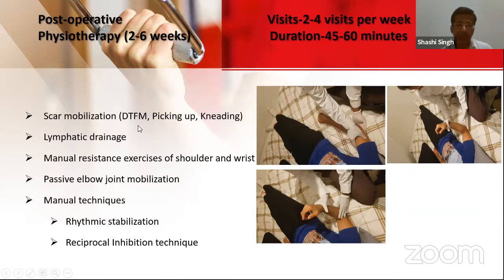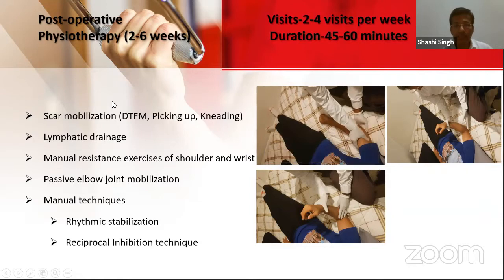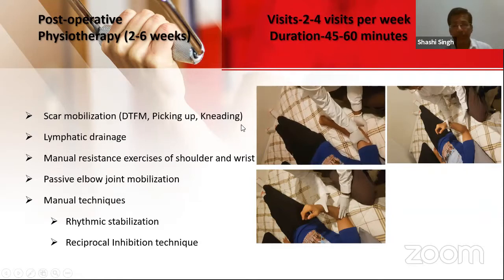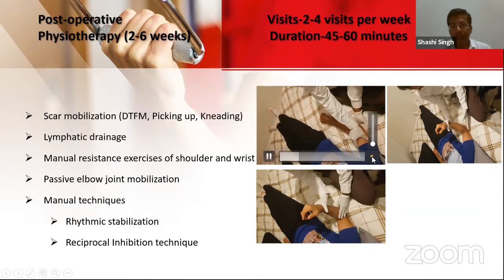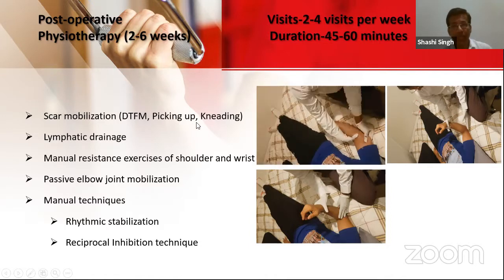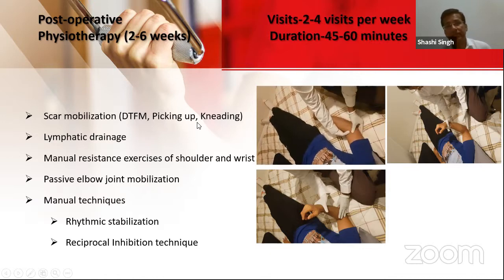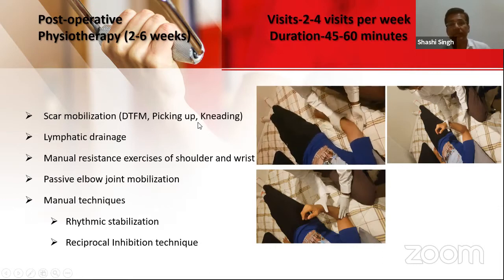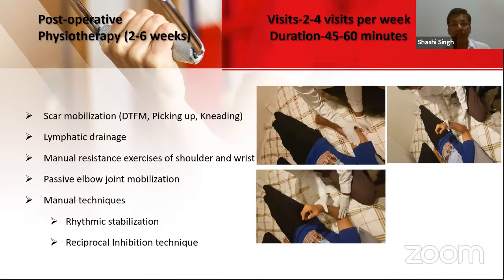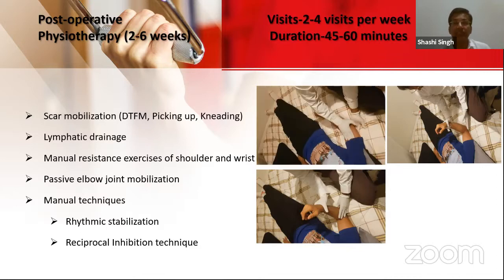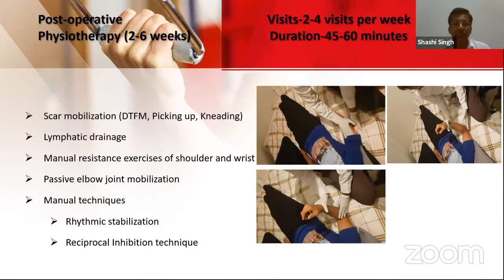The first very important thing that I do is scar mobilization. Scar mobilization is deep transverse friction massage, some picking up. This is the picking up technique. It loosens the scar and releases the tension in the muscle, so that we can get the best range and reduce the protective muscle spasm. Here I am doing kneading. This is the kneading technique.